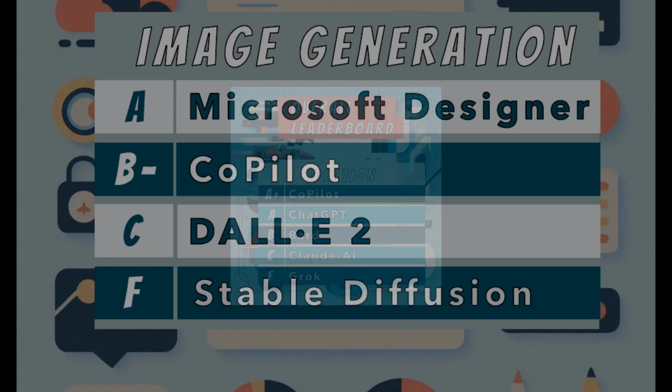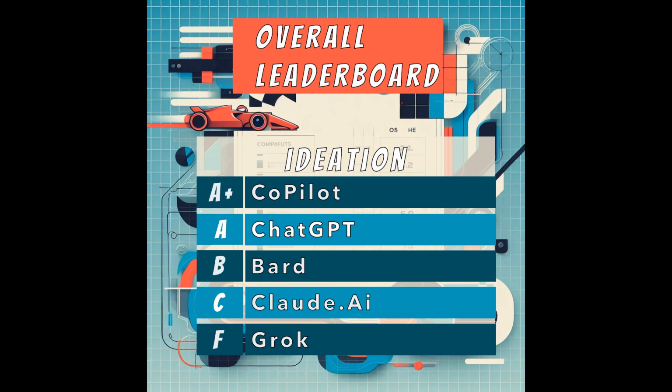Moving on, let's wrap things up here with the overall leaderboard for ideation. So I'm going to put Copilot as a solid A+. It really gave me things that I could use, particularly in a business setting, or if I'm trying to produce a website or, in this case, a newsletter. ChatGPT, again, not surprising that's an A because Copilot is built on top of ChatGPT. Bard was a B. Bard did all right. It held its own. I'm interested to see, with some of the upgrades with Gemini, maybe retest it and see if it moves up a little bit.